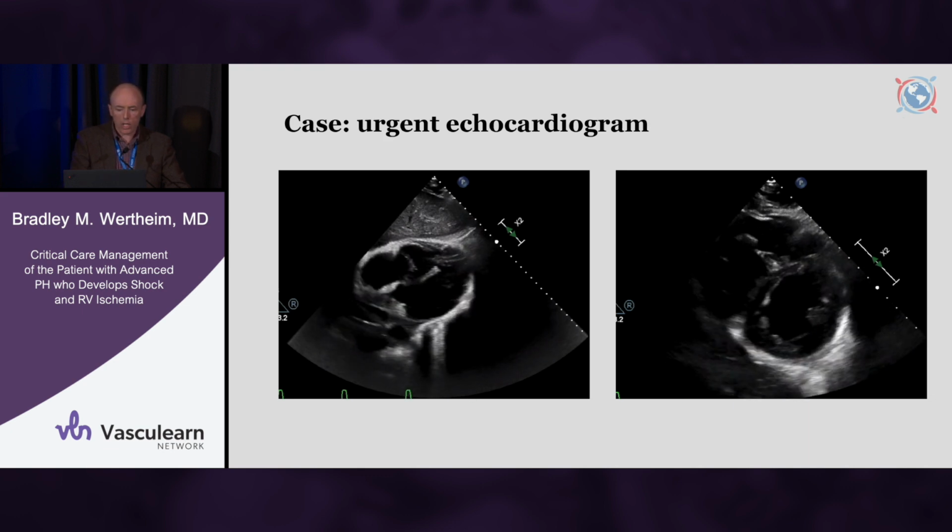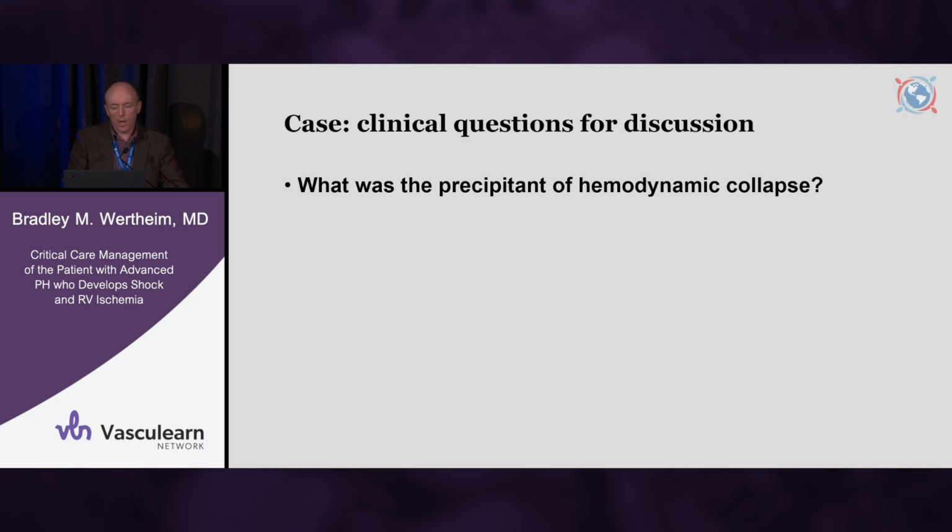So the clinical questions for our following discussion are as follows. Number one, what was the precipitant of the hemodynamic collapse? And as we'll see, with the structured approach to RV resuscitation in real time, there's a lot of things you need to do to get the patient better and temporize, but ultimately you need to search for the underlying precipitant of the problem to have the best chance at reversing it in timely fashion.